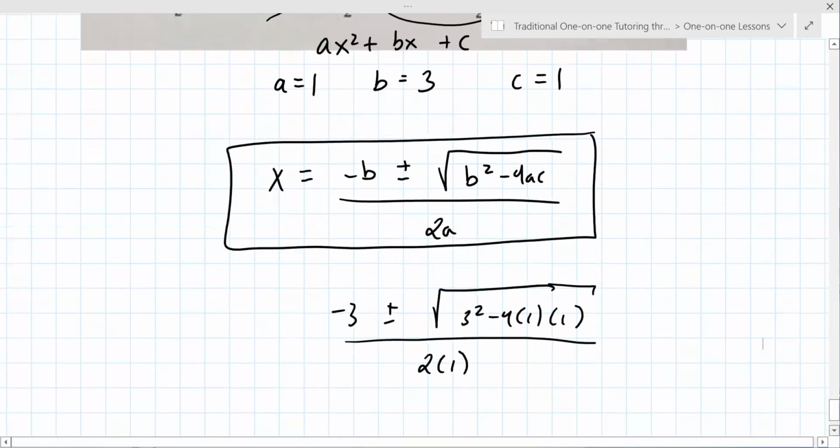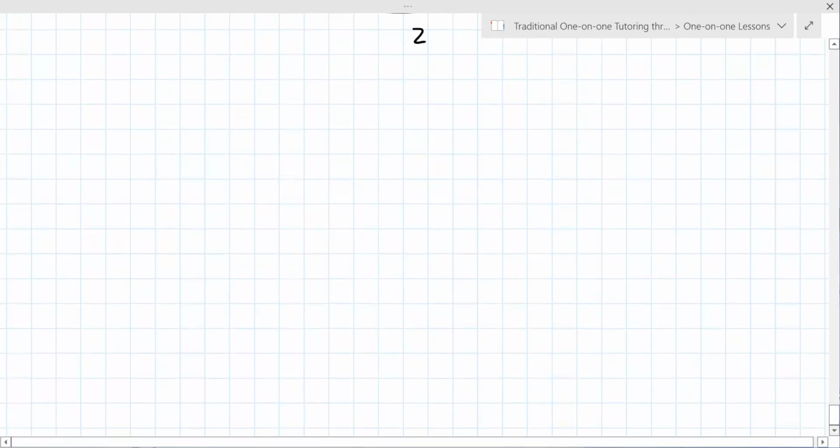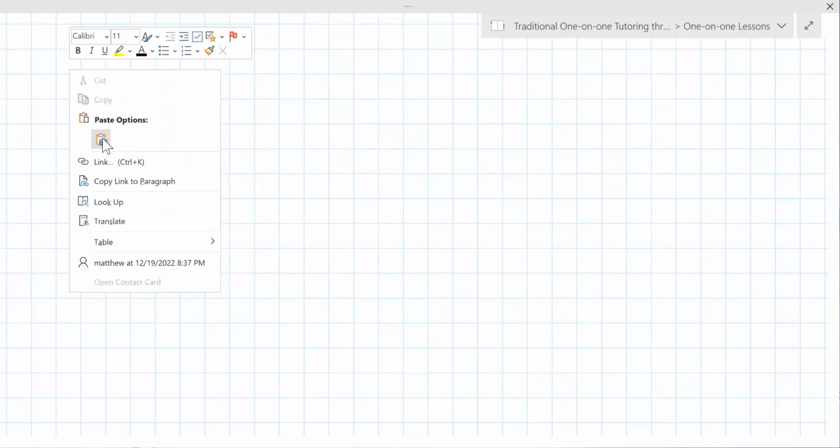They do ask questions on the SAT, ACT that are just quadratic formula. They're just solve it using quadratic formula.